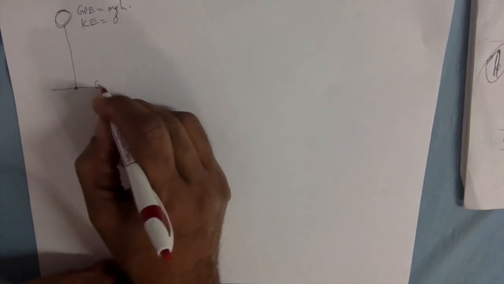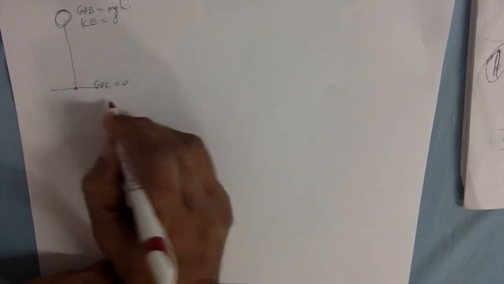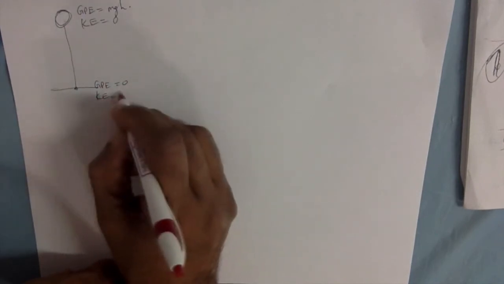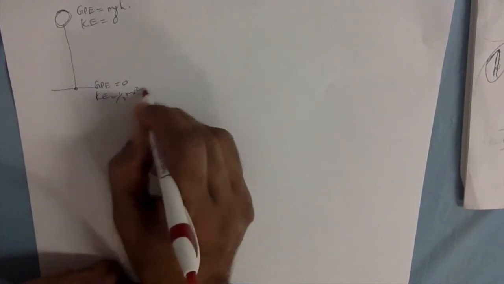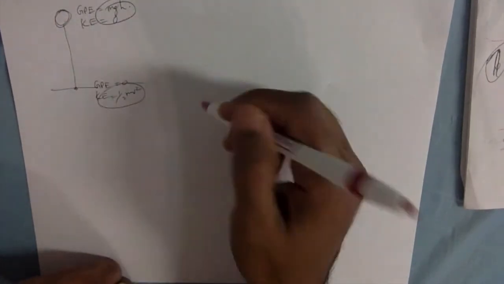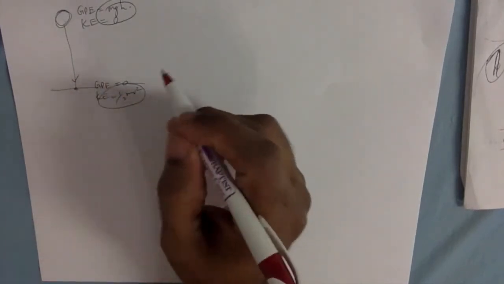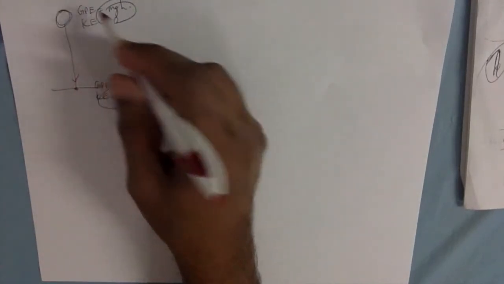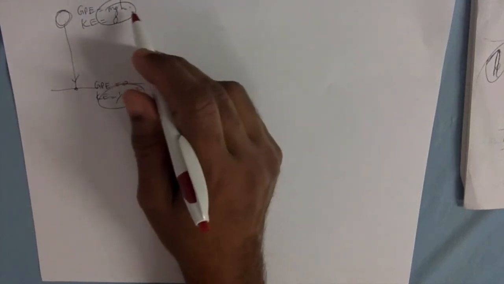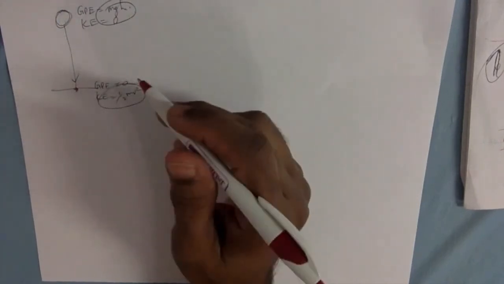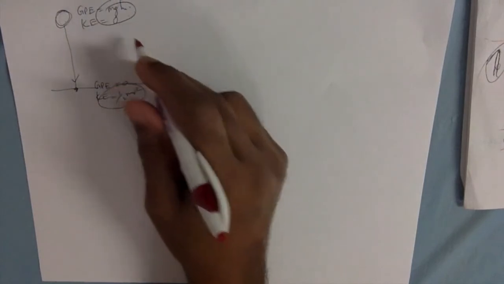Over here the GPE is 0 and kinetic energy is half mv squared. If you equate this with this, we end up getting the speed with which it's going to hit the ground, because you are dropping it from a definite height. So we know mgh, and you can easily figure out where it's going to land. All you do is just equate these two.